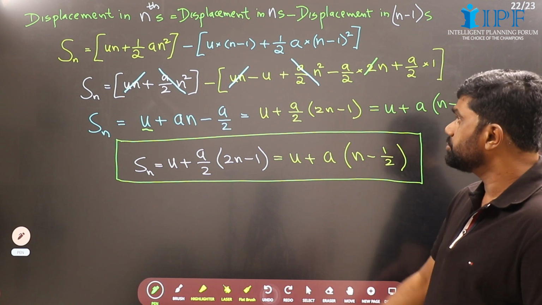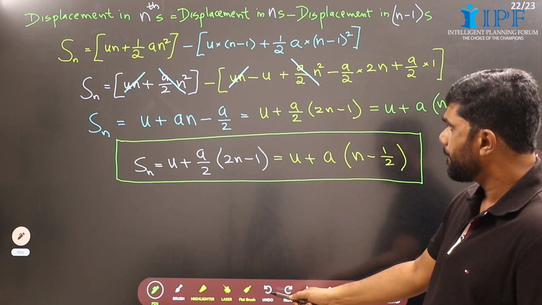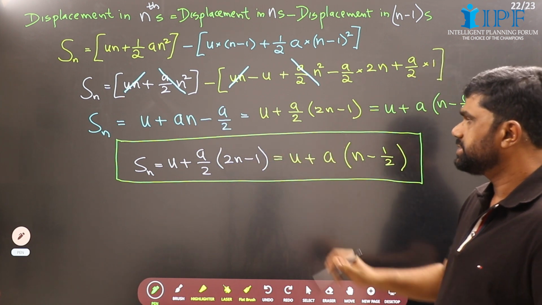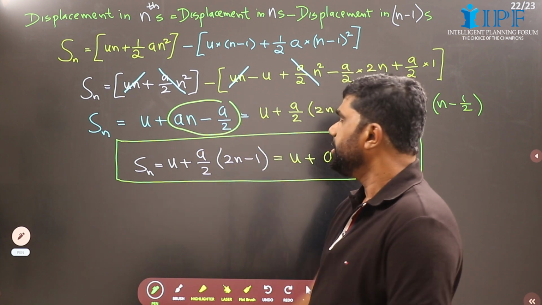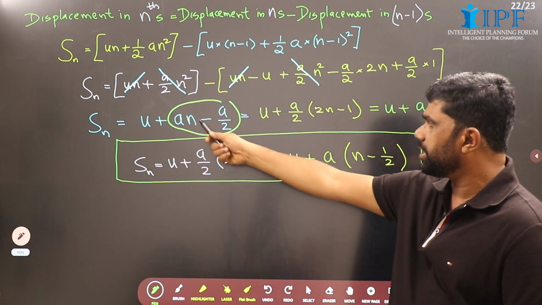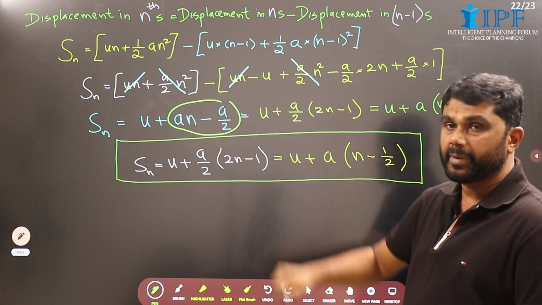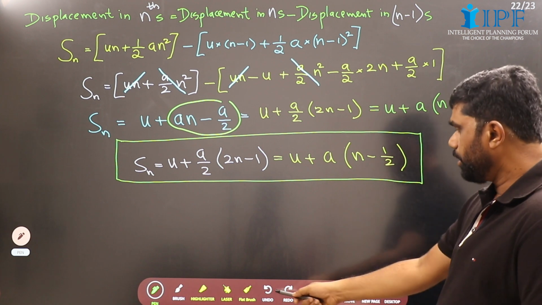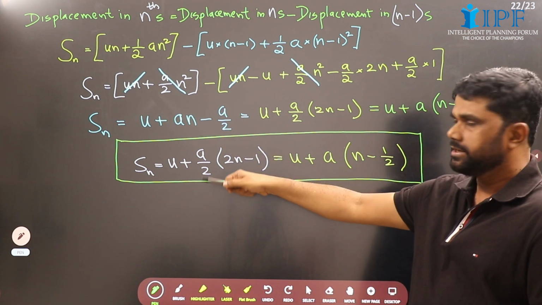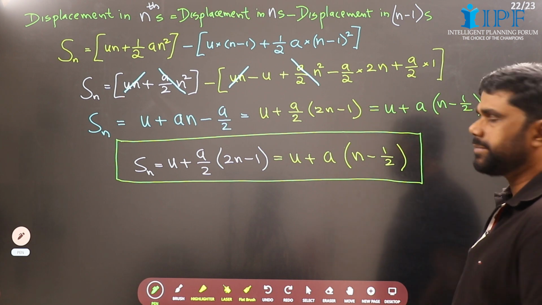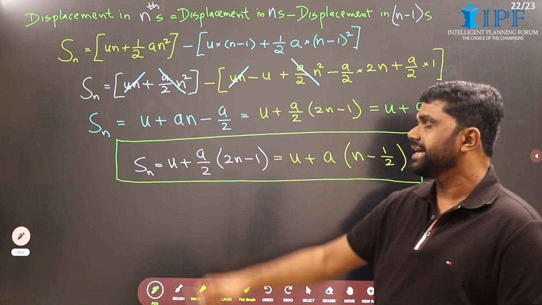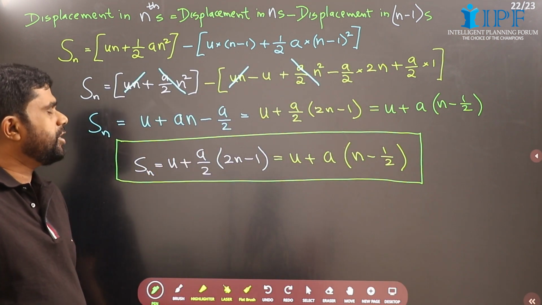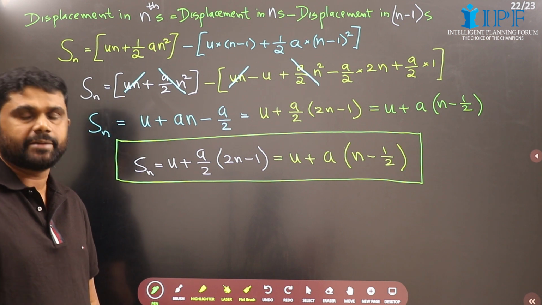Now see, here we have u plus an minus a by 2. From these two terms, if you take a by 2 outside, what remains here? 2n. And what remains here? Minus 1. So u plus a by 2 into 2n minus 1. Now if you take a outside, then n minus half. U plus a into n minus half. So Sn, the displacement in the nth second, is u plus a by 2 into 2n minus 1, or u plus a times n minus half.